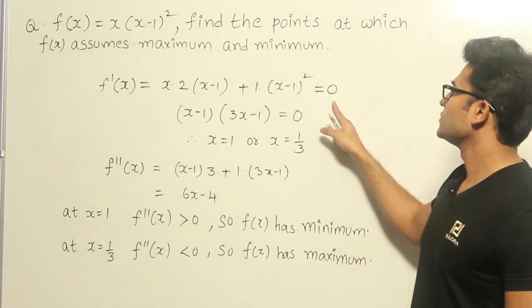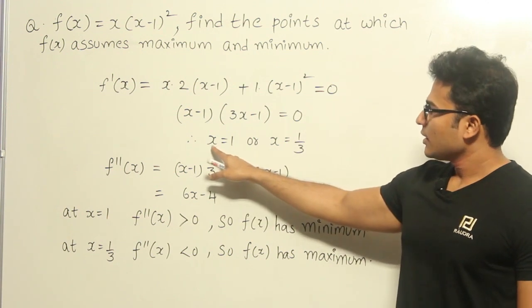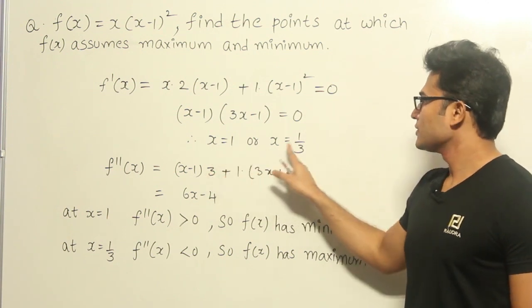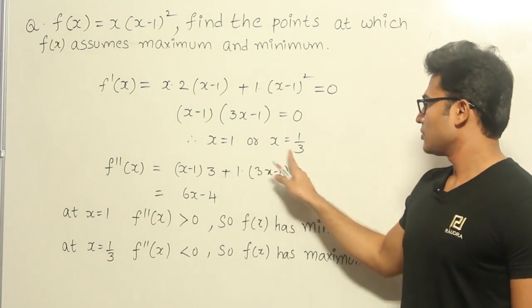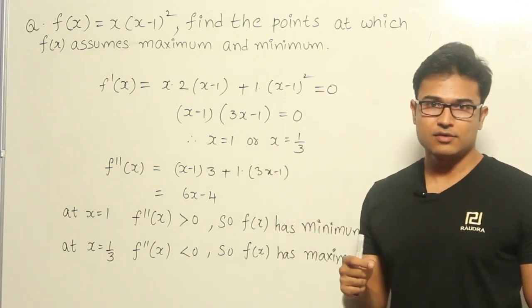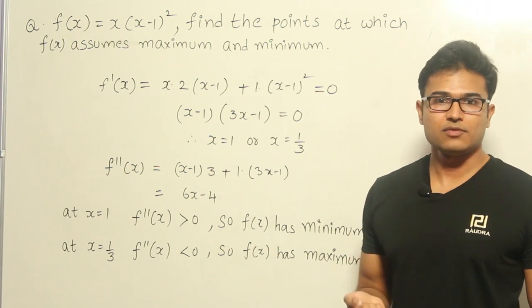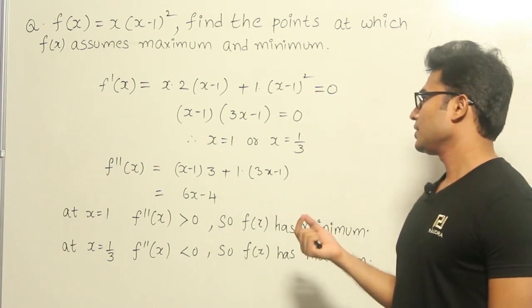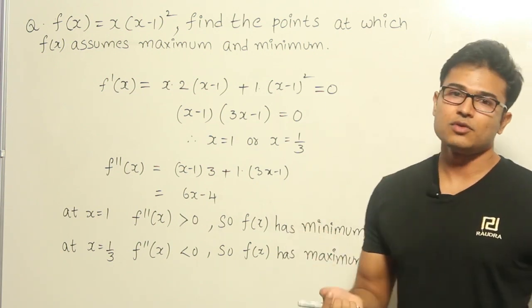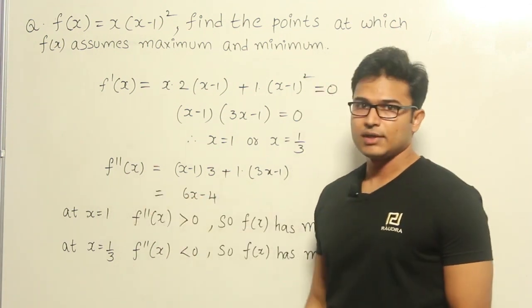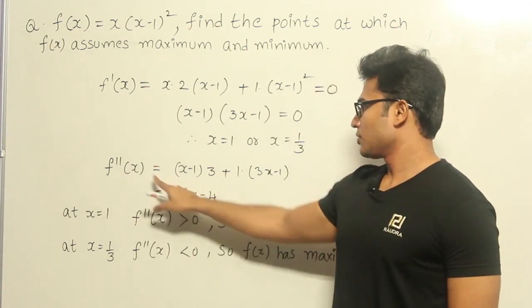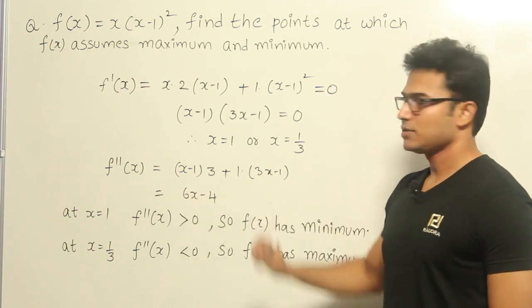So whenever I equate it to 0, I find that x equals 1 or x equals 1 by 3 are the stationary points. Therefore, at these stationary points, there is a chance that we can have either a minimum or a maximum for the function. Now let's see if that is true. How can we know? By finding the second derivative, f double dash of x. It is 6x minus 4.